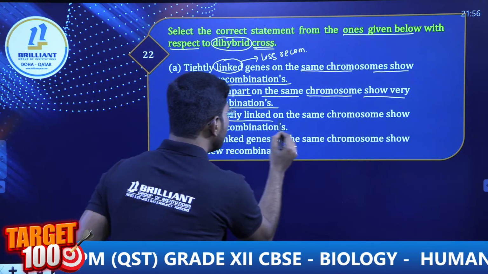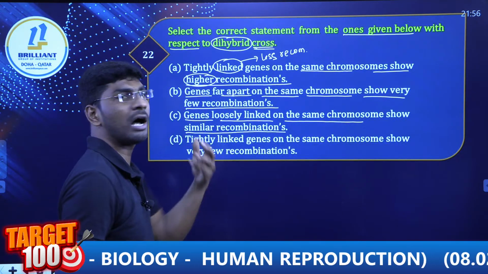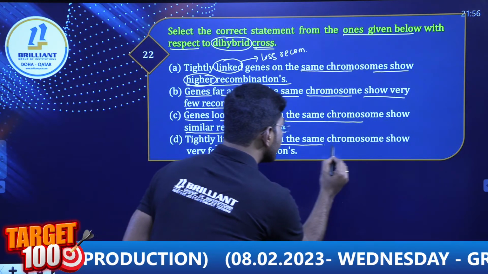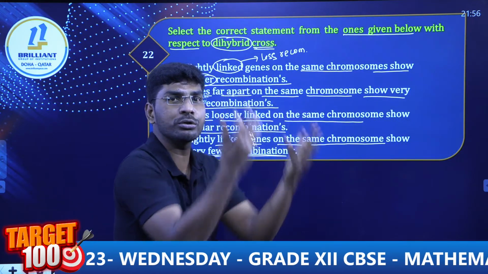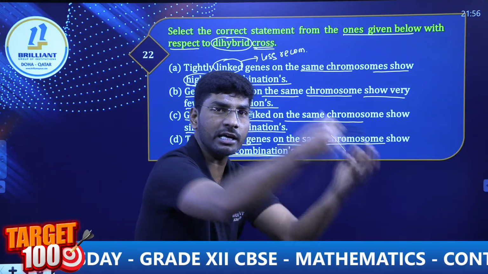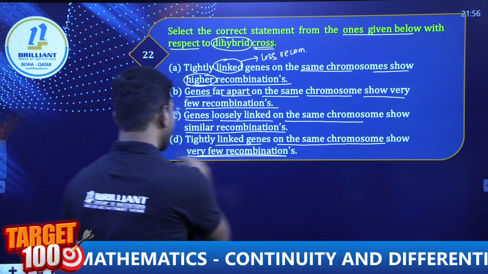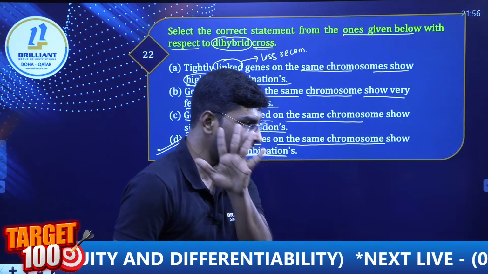Genes loosely linked on the same chromosome show similar recombination. How is it similar? Next, tightly linked genes on the same chromosome show very few recombinations because they are not going to segregate. So parental characteristics repeat into the next generation. Am I clear? No recombination, so I can write no recombination or few recombination. Option D, absolutely correct. Good.